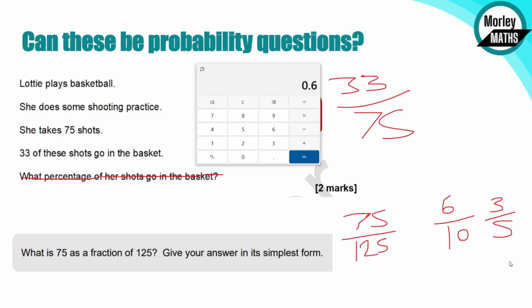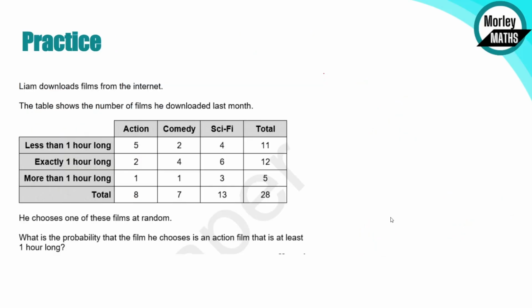So as you can see, probability is just a fractions question with a little bit of context. So we've got a little practice question. Have a go at this one. It's quite a tricky one. Just read it carefully and then let me know in the comments if you got this one right. Pause the video, come back when you've got an answer to see the working out.